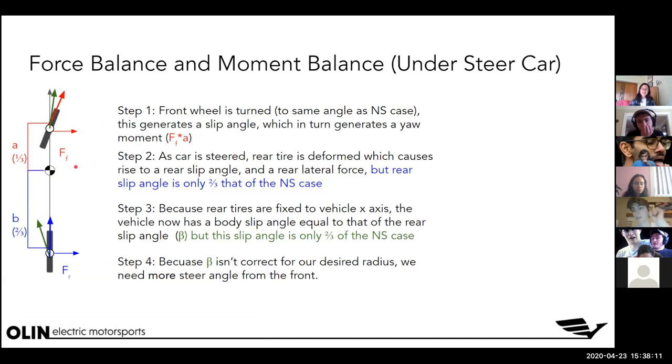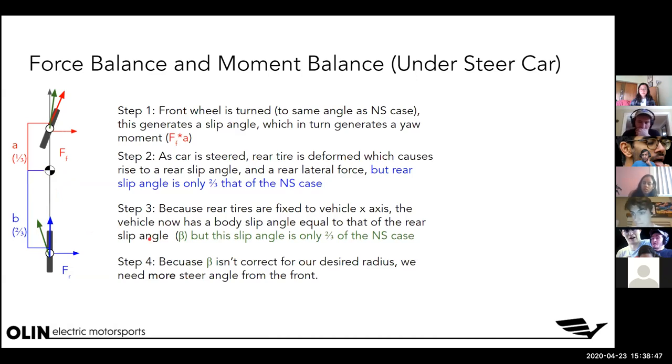Yeah. Same force times a smaller radius, smaller moment. So then to counteract that moment, the rear needs to apply less slip angle, because it can apply less lateral force since it is applying that lateral force to a larger radius, or a larger moment arm. You see what I'm saying? Okay, so now our rear slip angle is only 2/3 of what it was in the neutral steer case.